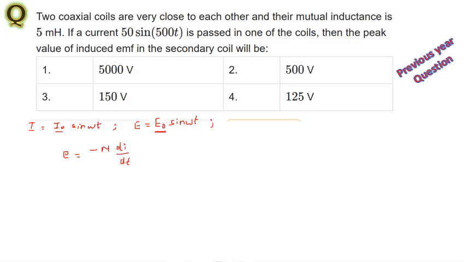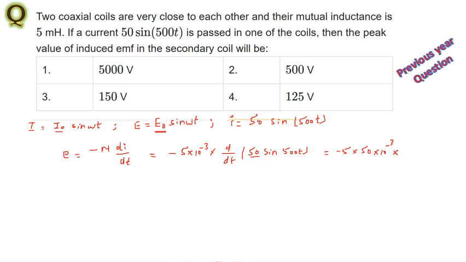Already we know what they have given: I is equal to 50 sine of 500t, where I naught is 50, the peak current. Now substitute the values. Minus M, given as 5 millihenry, that is minus 5 into 10 power minus 3 henry, into d by dt of 50 sine of 500t. Now 50 is a constant, so take it outside. Sine omega t differentiates to cos omega t into omega, that is cos of 500t into 500.